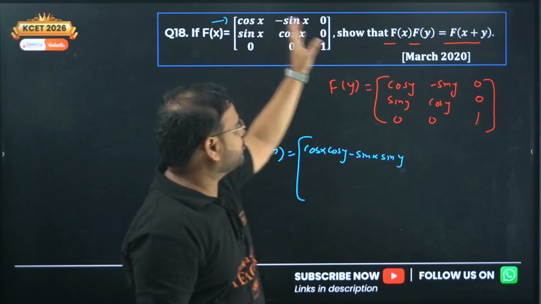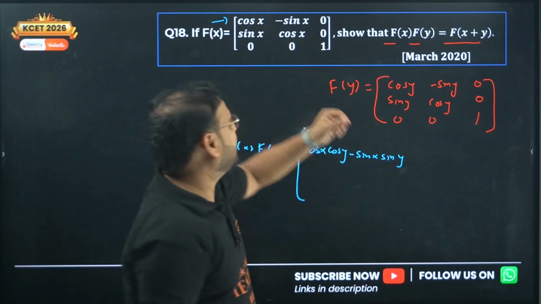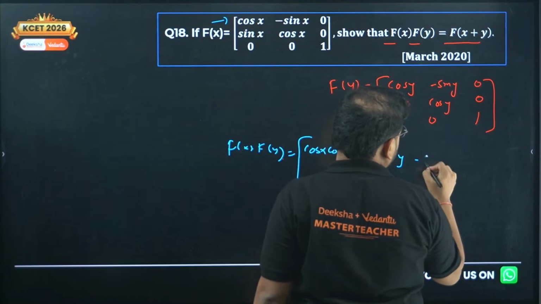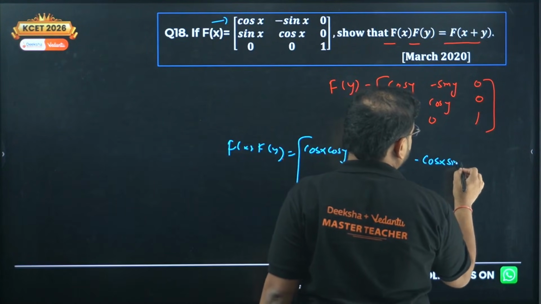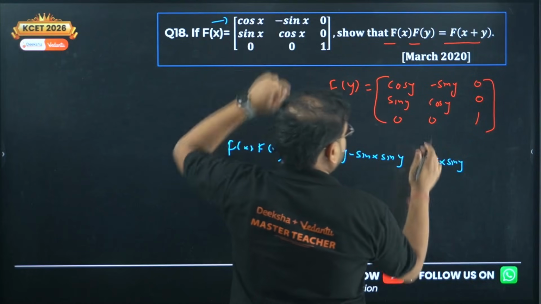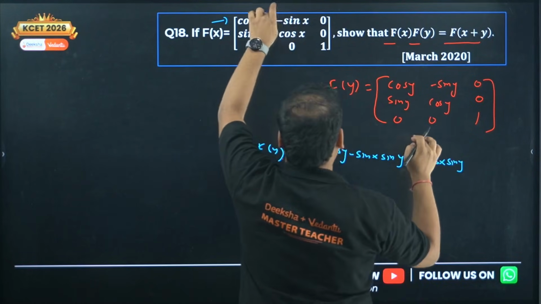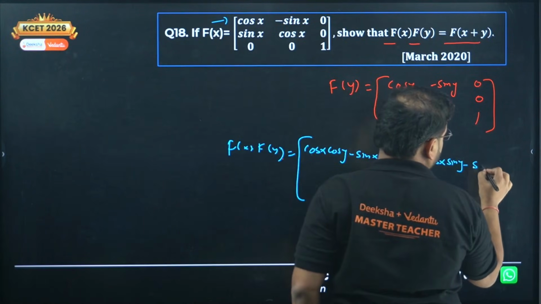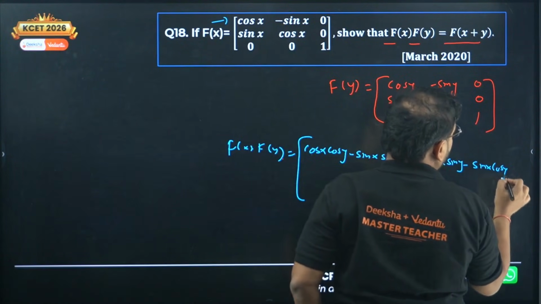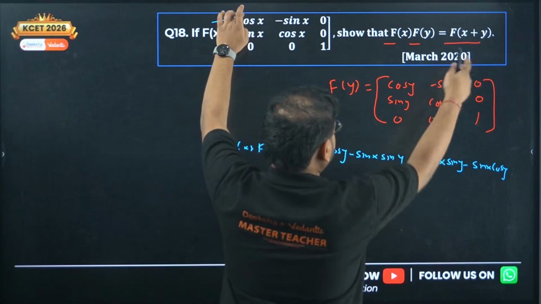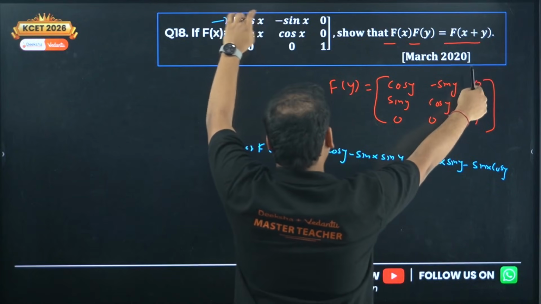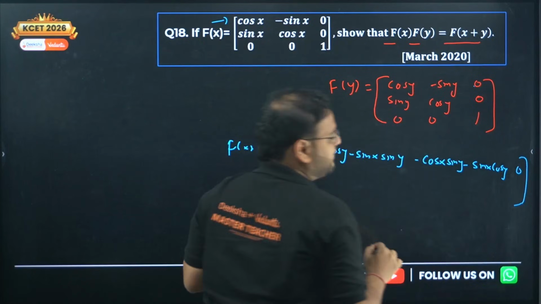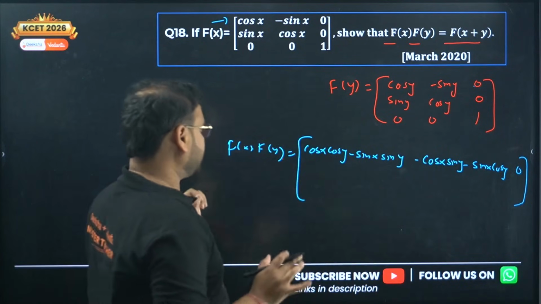After doing first row to first column, same we're going to do with second column also. So cos x sin y, minus cos x sin y. Next, minus sin x cos y. First row, second column: minus sin x and cos y. So minus sin x cos y, and the last term, check, 0 into 0 is 0, 0 into cos is 0, 0 into sin is 0, and 0 into 1 is 0. So this is 0. Very important.